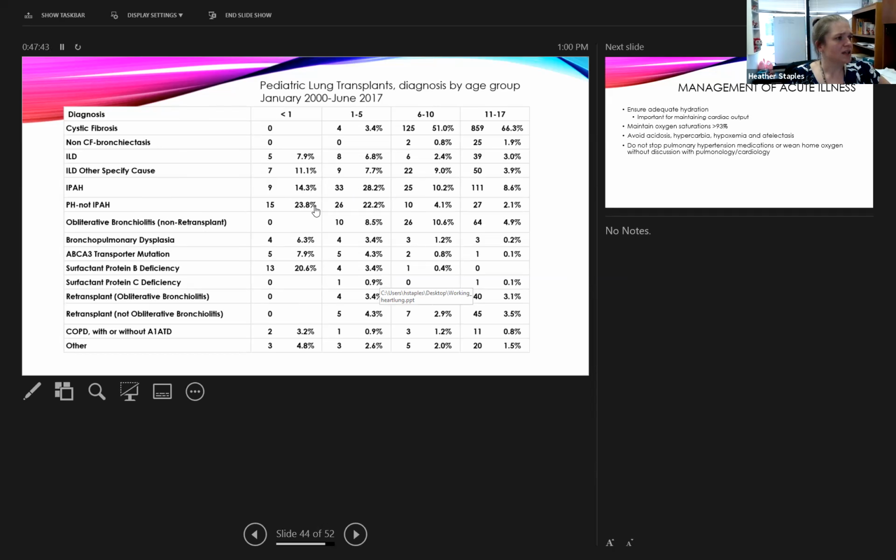Pulmonary hypertension that's not idiopathic, you can see under the age of 1, these are your extreme preemie babies with horrible, horrible pulmonary hypertension and lung disease. And then still the most common in the older kids is cystic fibrosis. This is not a small number of lung transplants, because this is over the course of 17 years. So this is a lot of lung transplants.